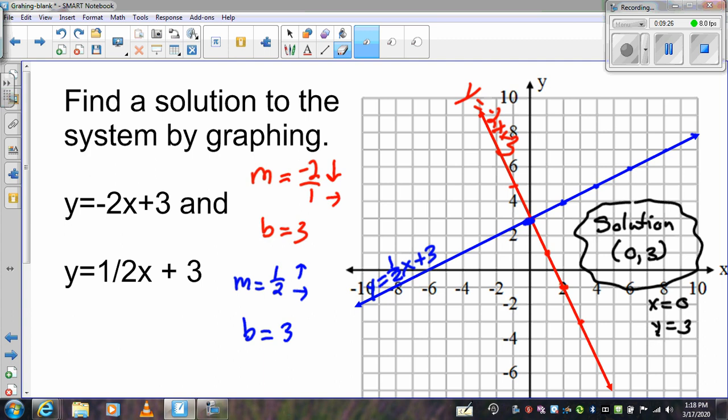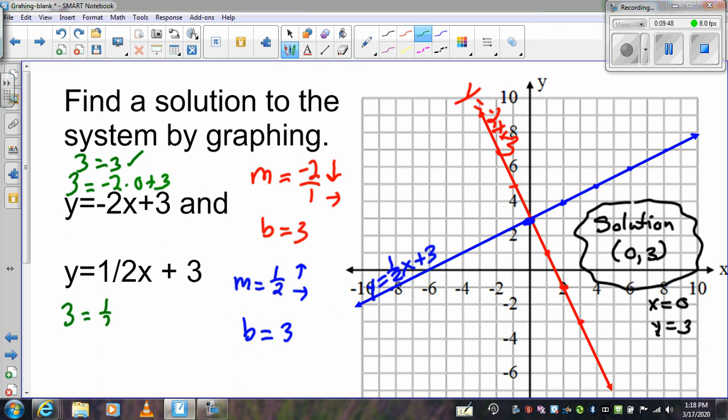Okay, and if you want to do a quick mental check just to make sure that this is correct, you can do that. I'm going to do it in green here. So that would be 3 is equal to -2 times 0 plus 3. That's 3 equals 3. Yeah, that works. So now I have 3 is equal to half of 0 plus 3, which means 3 is equal to 3. It checks. So I know I have this right.